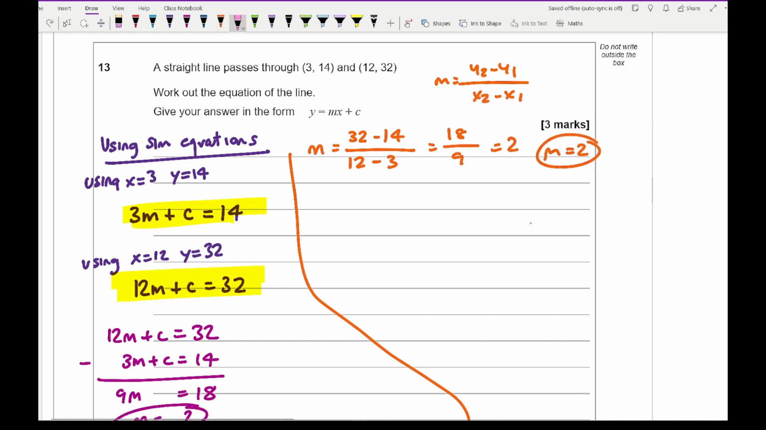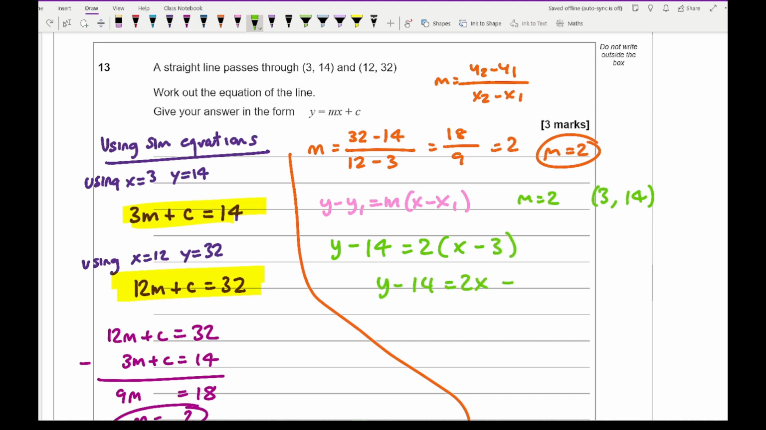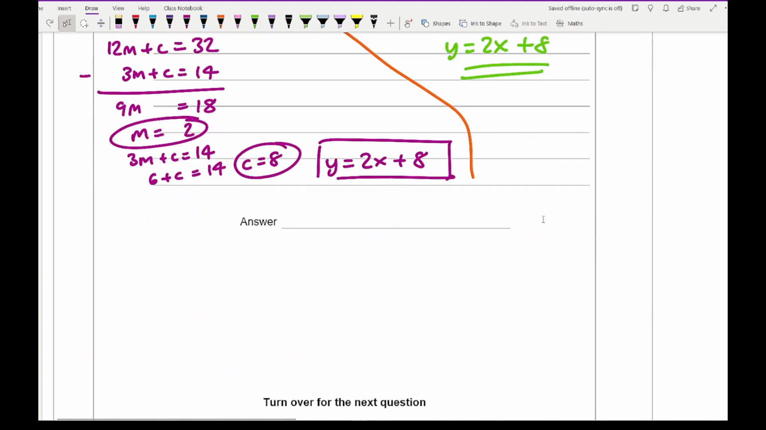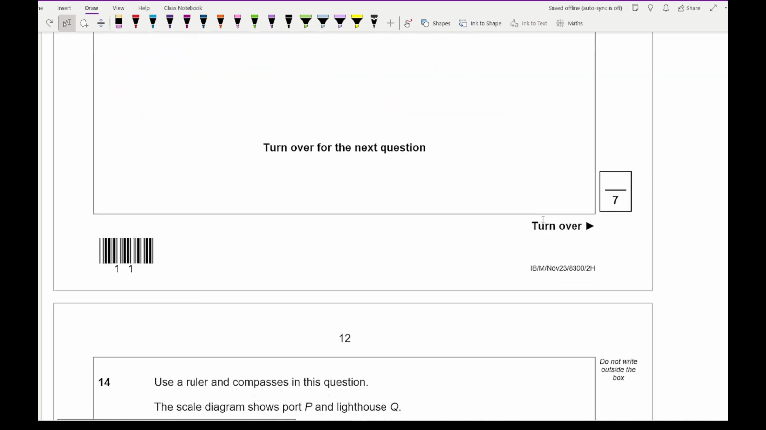And then substituting m into the equation. Again, you could either use y equals mx plus c or the formula, which is y minus y1 equals m(x minus x1), to work out the equation of a line, in which m equals 2, and pick the nicest coordinates. Let's go for (3, 14). So that's going to be y minus 14 equals 2(x minus 3). So that becomes y minus 14 equals 2x minus 6. Take the 14 over and I get y equals 2x plus 8, the exact same equation. So whichever method floats your boat, but y equals 2x plus 8 is the correct answer.